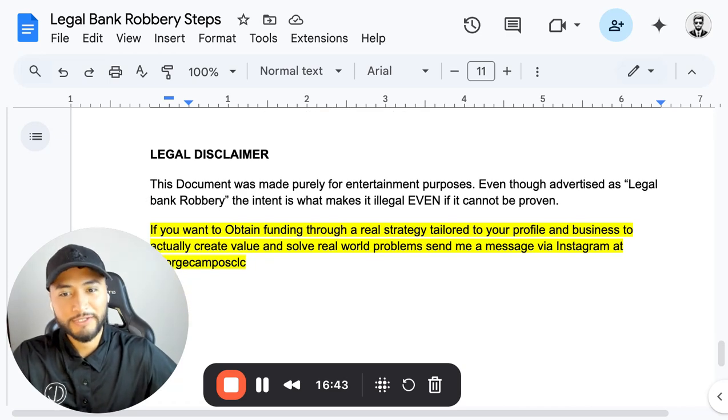And again, the legal disclaimer: this was made for purely entertainment purposes, even though it's advertised as legal bank robbery. It's the intent that makes it illegal, even if it cannot be proven.